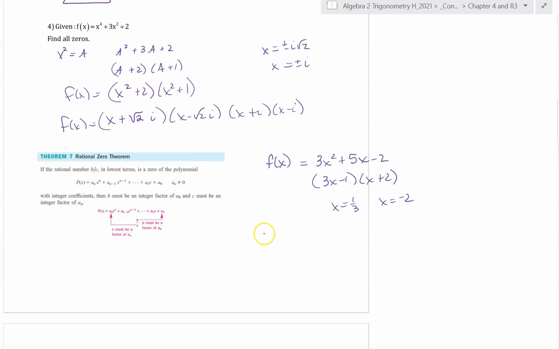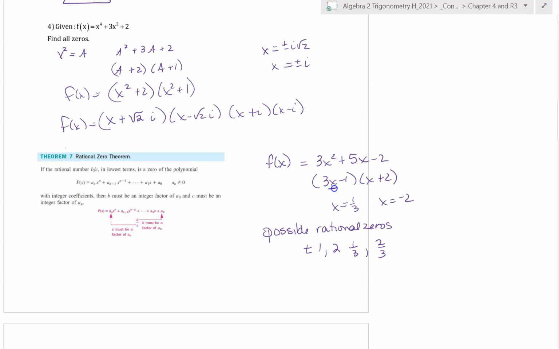So notice, for example, for this one, the possible rational zeros were factors of the last number, plus or minus 1, plus or minus 2, divided by factors of the first number. So 1/3 or 2/3. So again, plus or minus 1, plus or minus 2, plus or minus 1/3, plus or minus 2/3. And let's think about why.